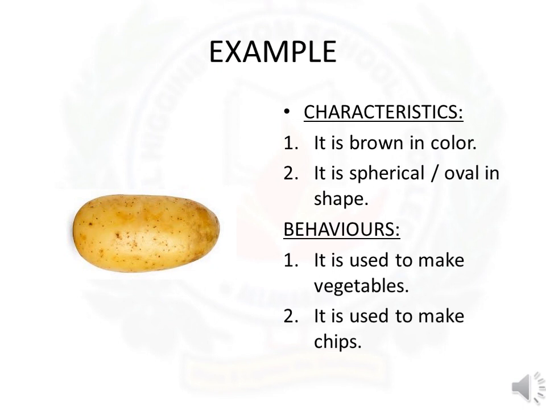Example number 2, potato. It is also an object. We are considering the characteristics like this. It is brown in color. Potatoes are brown in color. It is spherical or oval in shape. Okay. So the shape is also a characteristic. Its color is also a characteristic. Okay. Then what are the behaviors of this potato? Number 1, it is used to make vegetables. Okay. Number 2, it is used to make chips, etc.